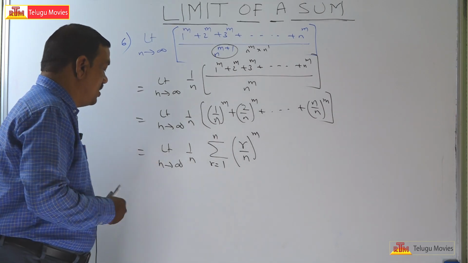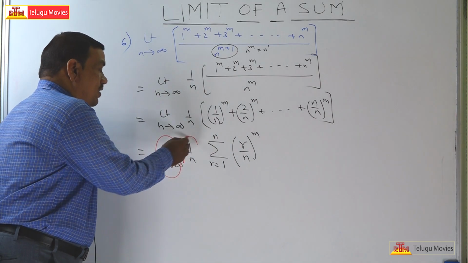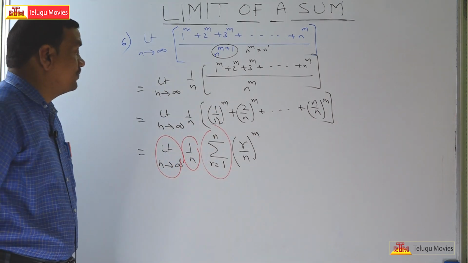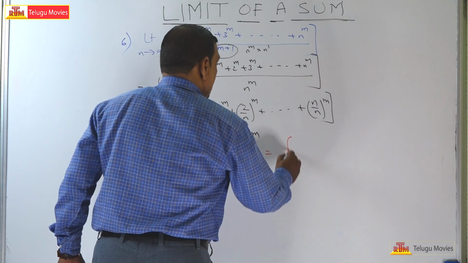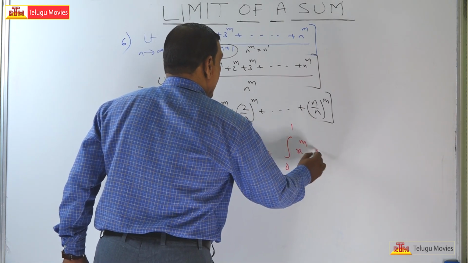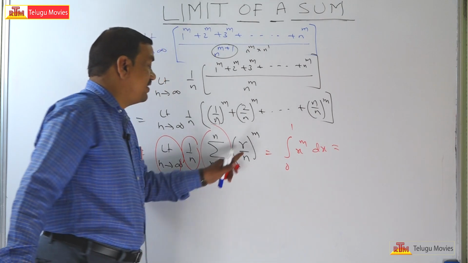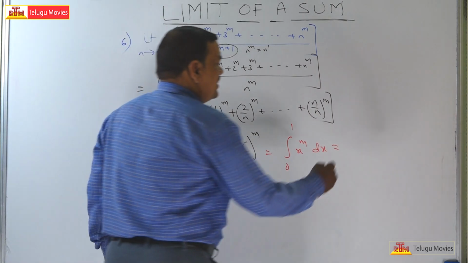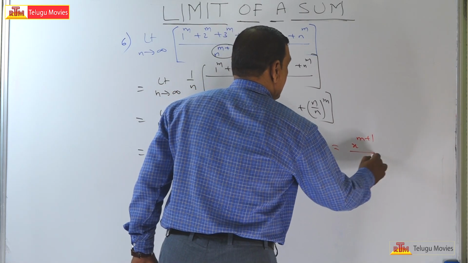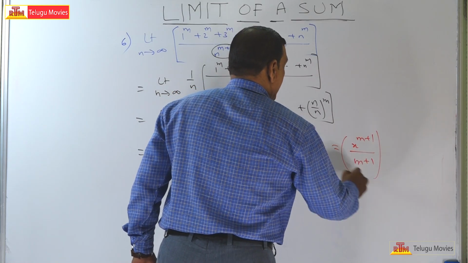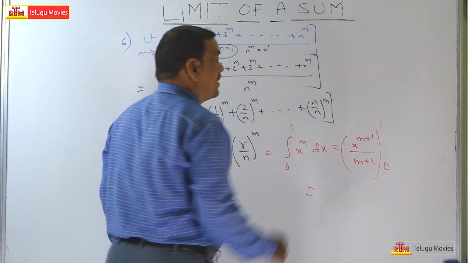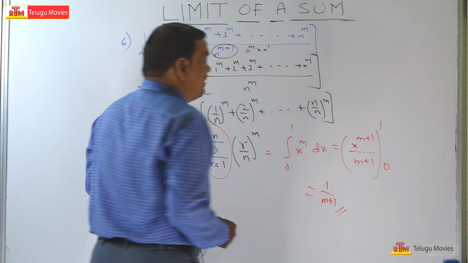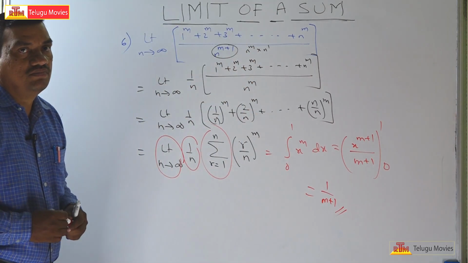So we have limit n tends to infinity, 1 by n, sigma notation. All the three together have to come. So this is nothing but integral 0 to 1 x power m dx. Wherever r by n is there, you have to put x. So this problem is very easy. X power m plus 1 by m plus 1, upper limit, lower limit. So upper limit is 1, substitute: 1 by m plus 1 will be your answer, final answer.